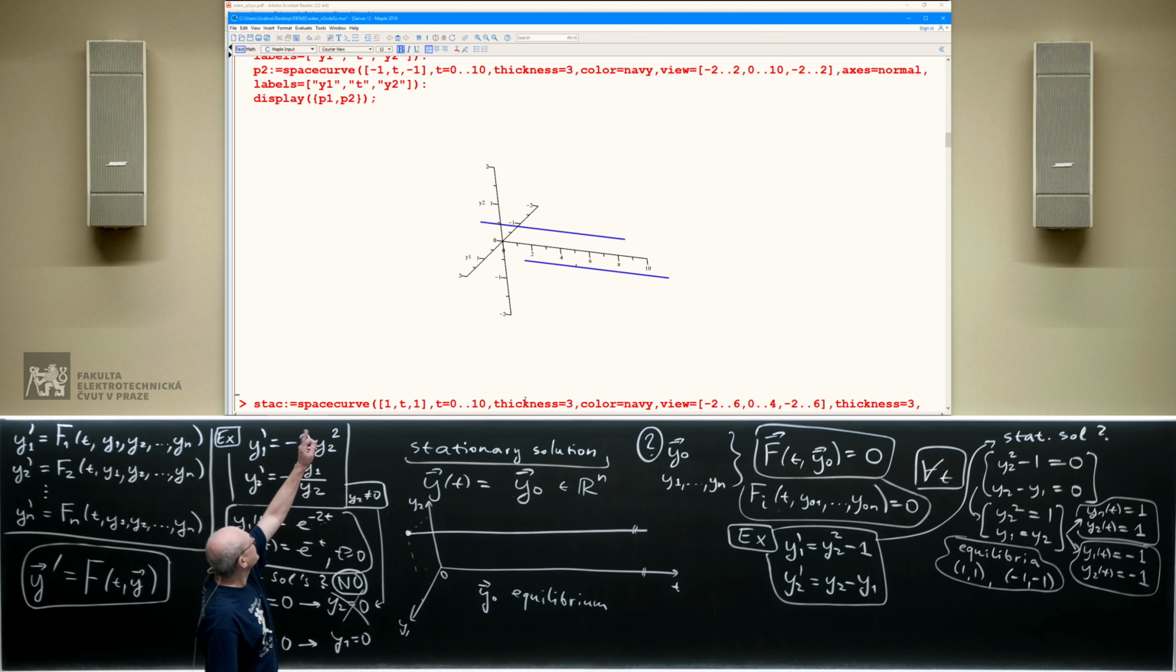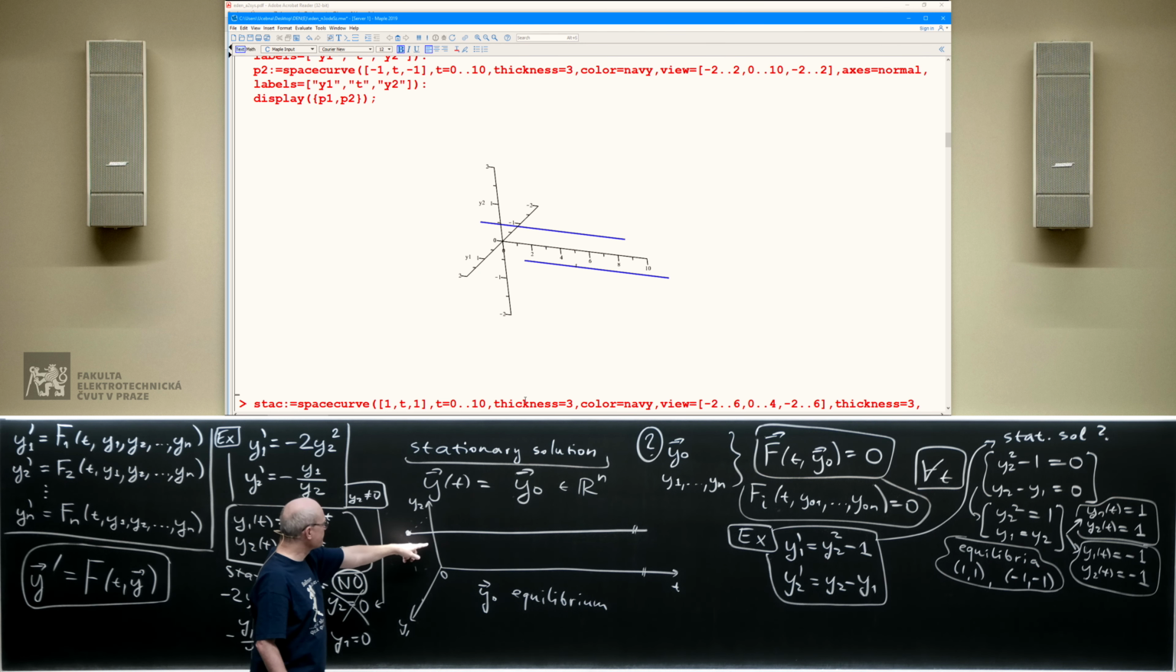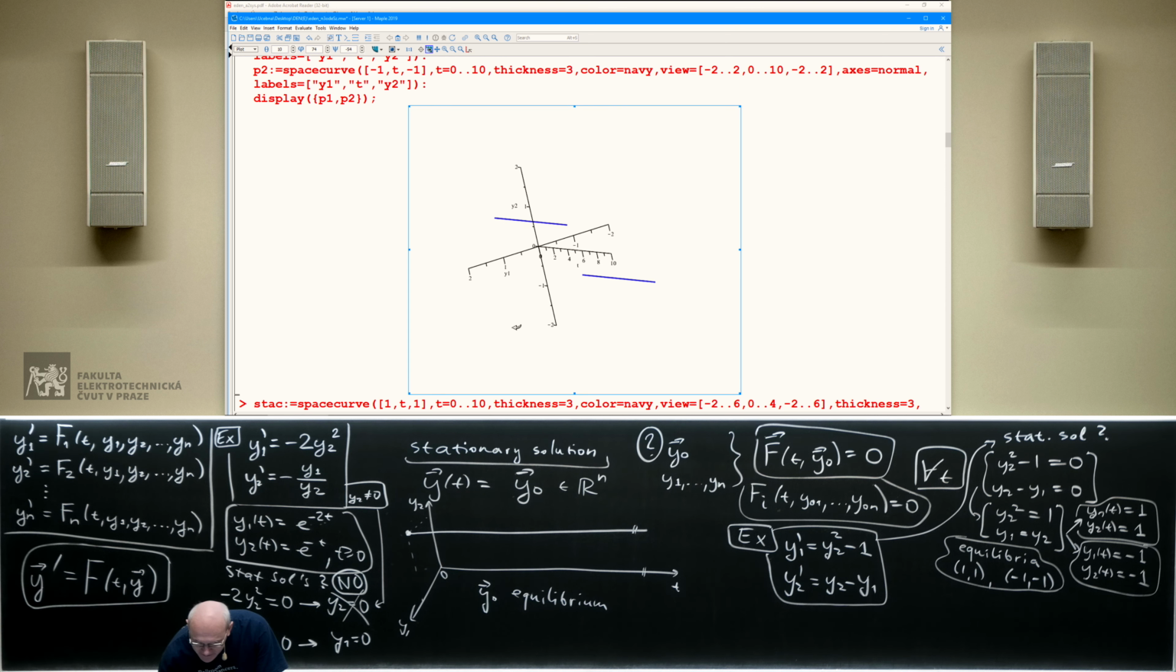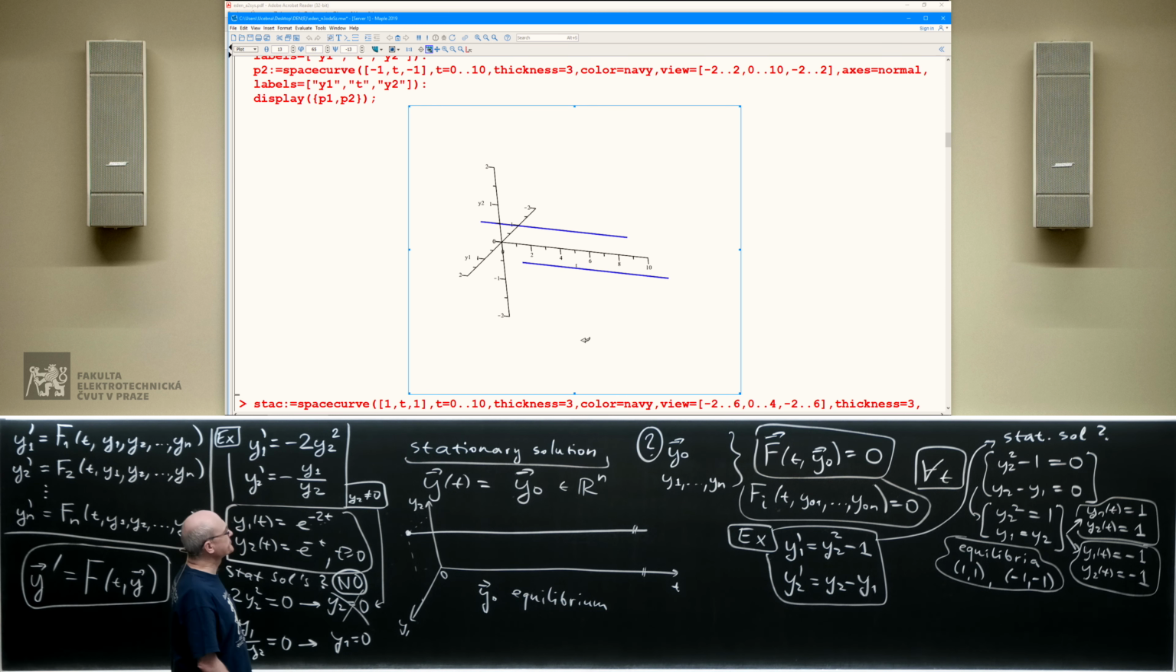Okay, what do I see? I see two straight lines parallel with the time axis, which is exactly the picture that I've been talking about. One of them is located at (1, 1), we can see it over here, and the other at (negative 1, negative 1). So those are the two stationary solutions for my system. Very nice. Okay, so finding stationary solutions is usually not such a big problem.